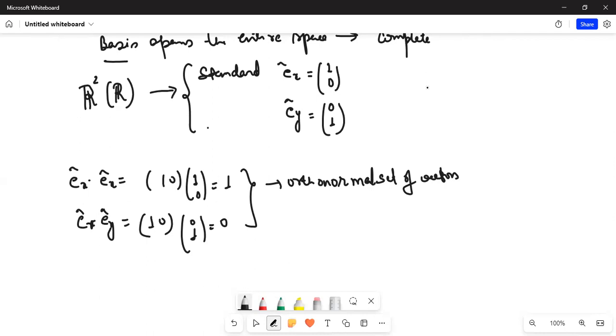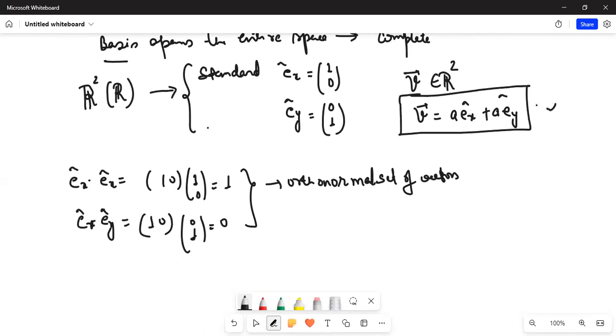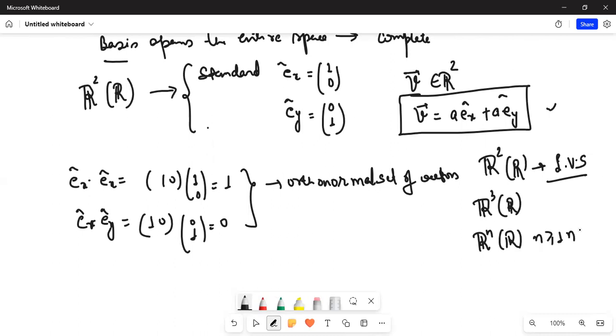We know that any vector in R square can be represented as a linear combination of i cap and j cap. So instead of i cap and j cap, I'm writing ex cap and ey cap. Yesterday also I told you that R square over R forms a vector space, a linear vector space. Similarly, we can extend the idea to R cube over R, and to Rn over R. In fact, the real number system also forms a vector space. Basically all these are vector spaces over R.